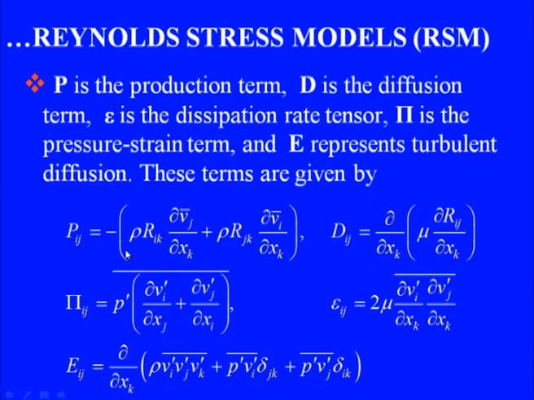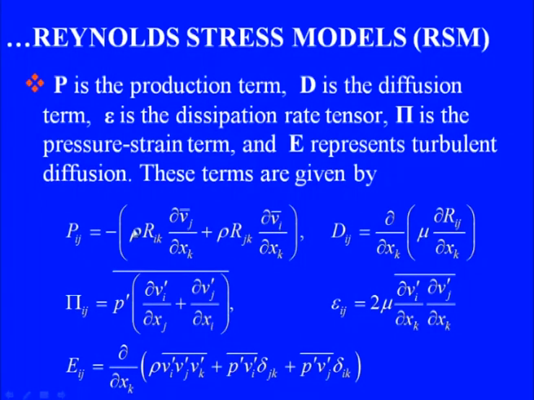So, Pij is given by minus, within brackets, ρRik ∂Vj/∂xk plus ρRjk ∂Vi/∂xk. If you look carefully, this involves only our Reynolds stress terms and Reynolds averaged velocity components, so this can be easily calculated. The next one, our diffusion term Dij, is again ∂/∂xk of μ ∂Rij/∂xk. So, this is again a relevant term which does not involve any further unknowns.